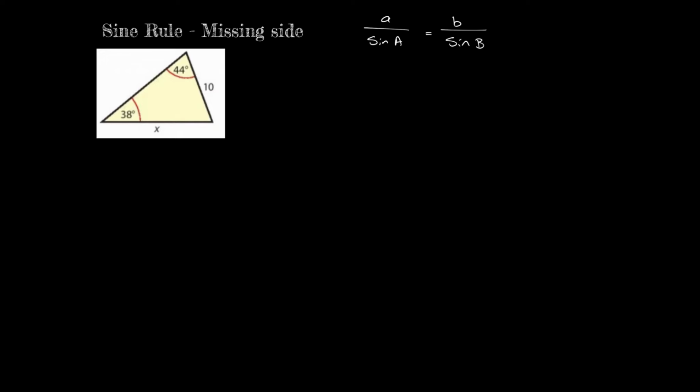So we'll just get this question done here. So here we're looking at the sine rule again. This time we're looking for our missing side because we have this side, we're looking for this side, we have this angle, we have this angle.